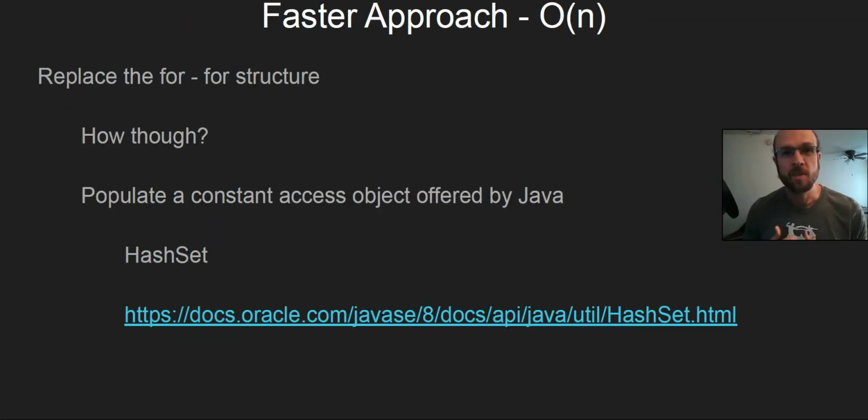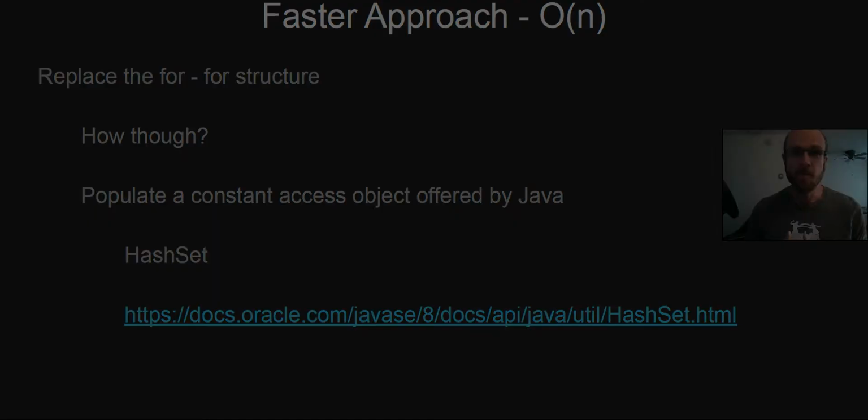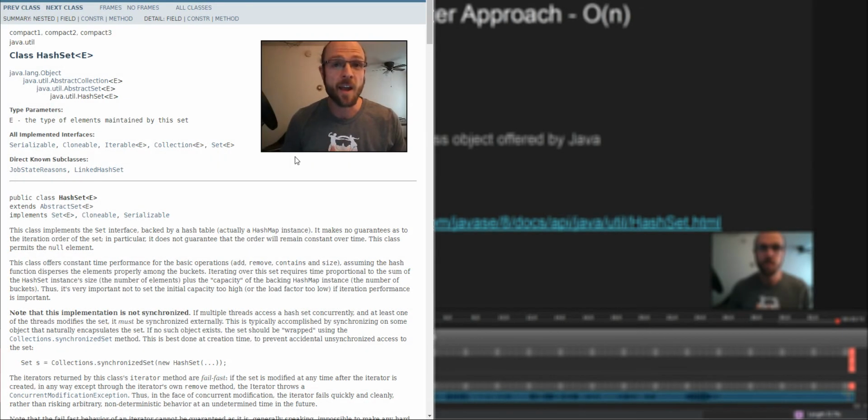So how do we achieve a faster execution time that will satisfy all of the tests of Hackerrank? We can actually shoot for O of n time in this problem. And a way that we would achieve that, we would have to get rid of a for within a for loop. So how do we accomplish this? We could use a for loop to transfer all of the elements of the array to a constant access object. And luckily Java has an object that can accomplish this task for us. Specifically, we'll be using a hash set.